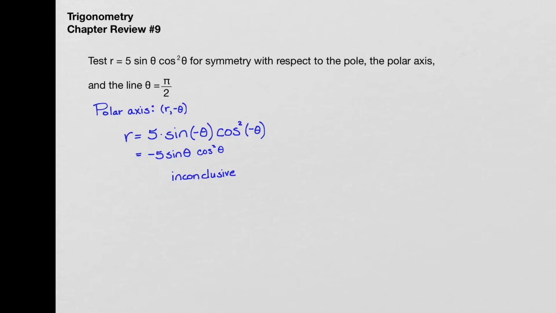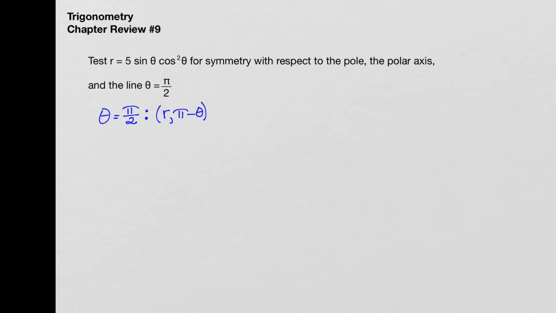Now, finally, I will check for symmetry about the line theta equals pi over 2, and this is where I take r comma theta and replace it with r comma pi minus theta. So again, I'll rewrite my equation, replacing theta with pi minus theta. So I have r equals 5 times the sine of pi minus theta times the cosine squared of pi minus theta. And now I will use my difference of two angles formulas for sine and cosine in order to rewrite this, and then I can do some simplifying.